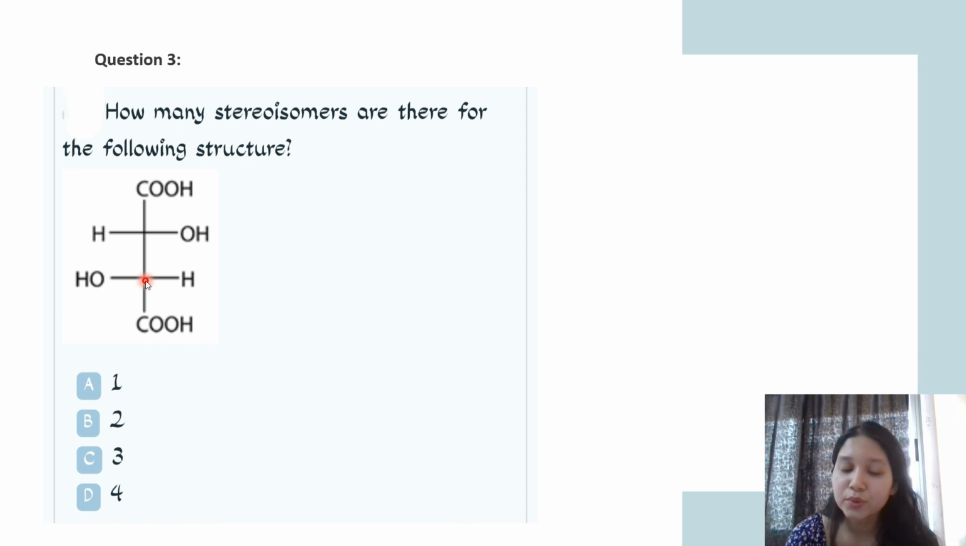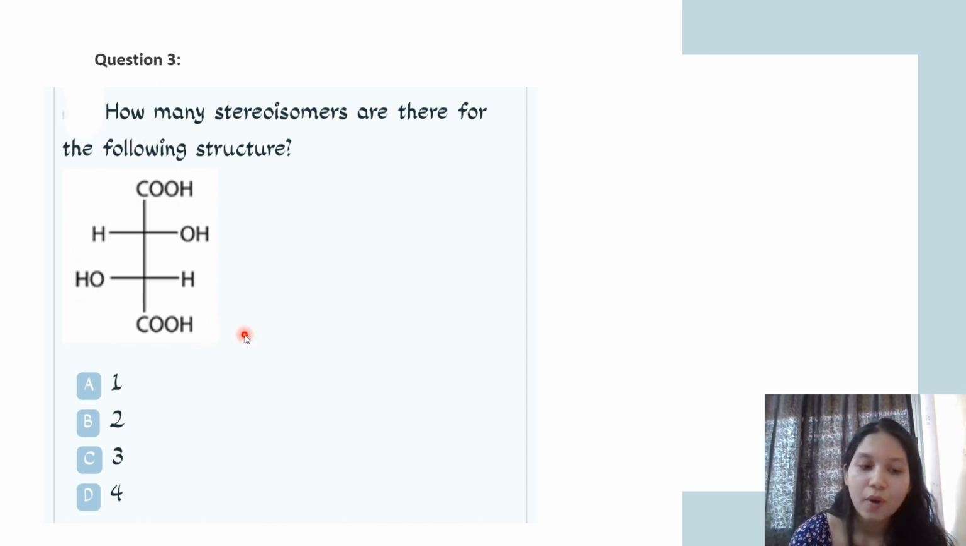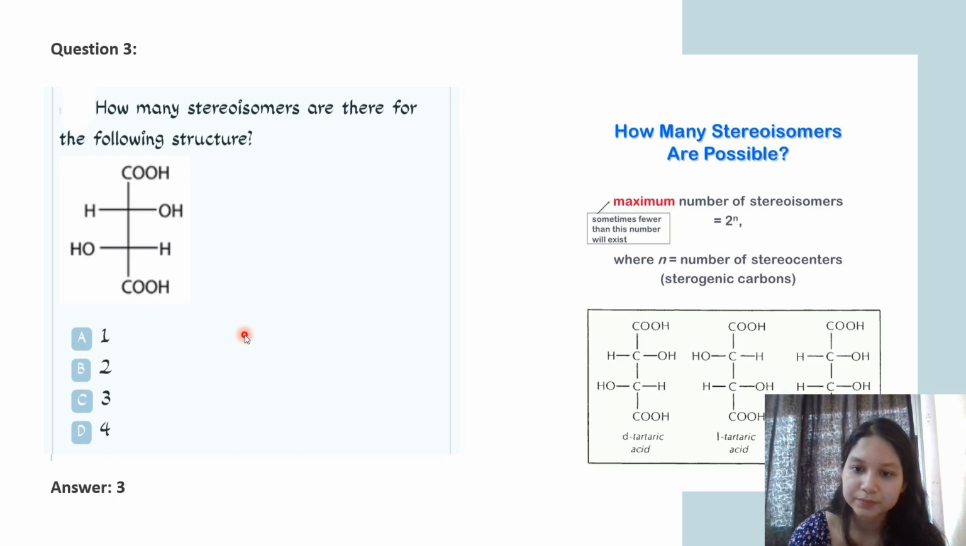If you are following the video lectures, you must know that the number of stereoisomers possible for a structure is calculated as 2 to the power n, where n is the number of stereogenic centers present in the molecule. So if we calculate for this tartaric acid molecule, it will be 2 to the power 2, because we have 2 stereogenic centers, so it should be 4. This structure should have 4 stereoisomers possible.